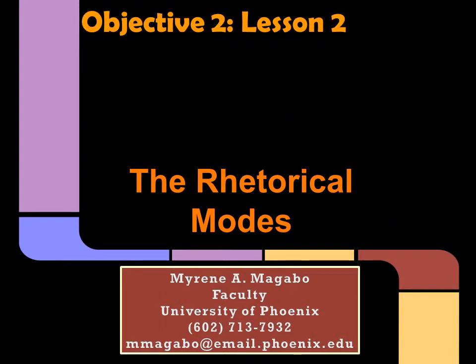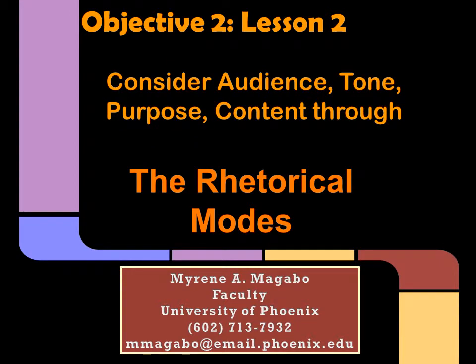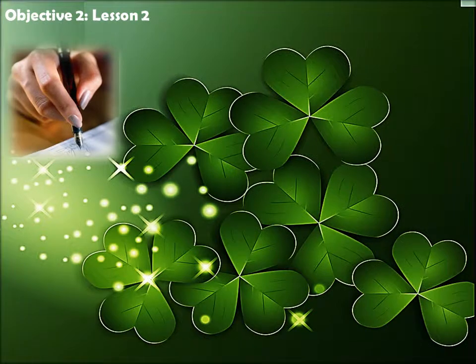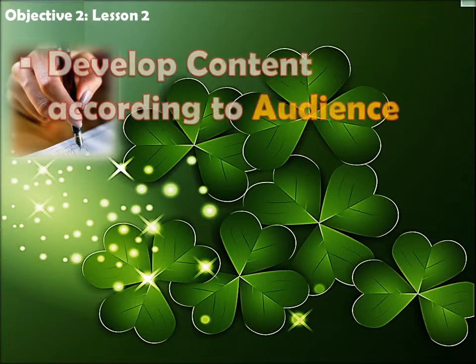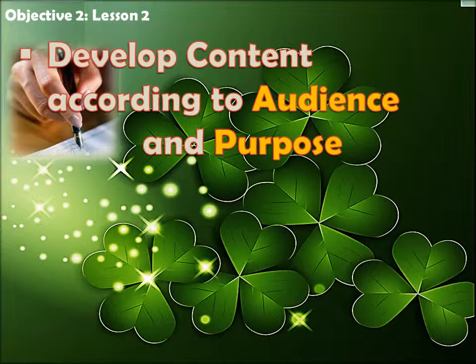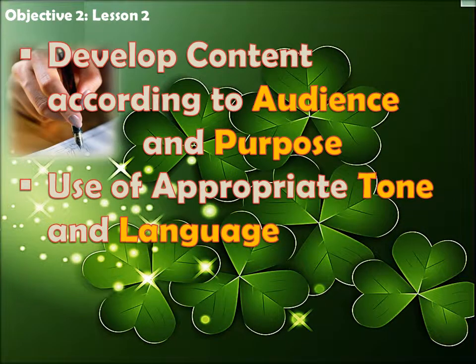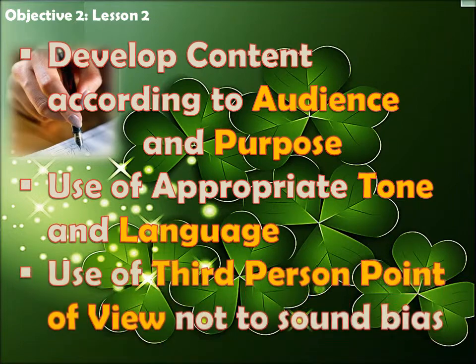Objective 2, Lesson 2 is about considering audience, tone, purpose, content through the use of the different rhetorical modes. When we write, we develop our content according to our audience and purpose. We also use appropriate tone and language, and we use the third person point of view in order to avoid sounding biased.